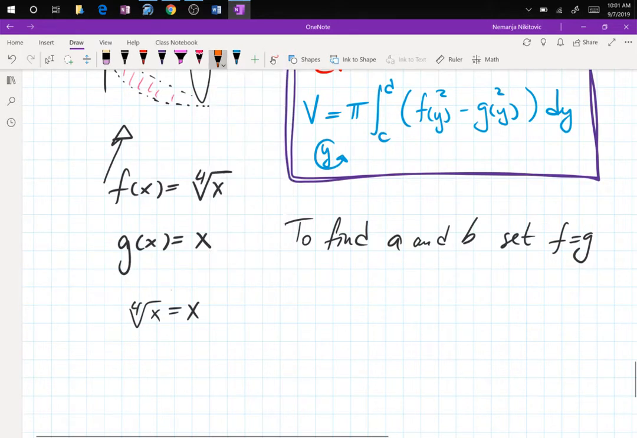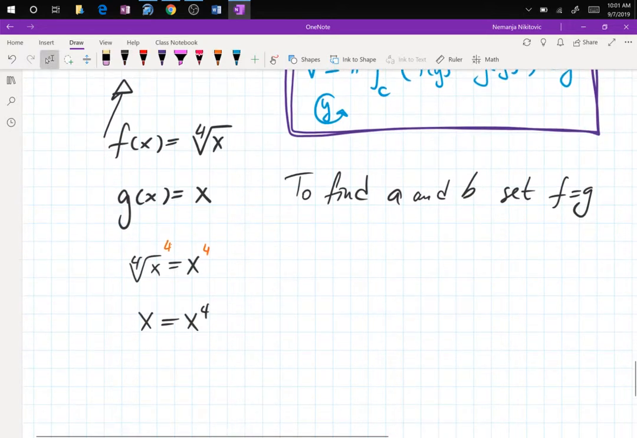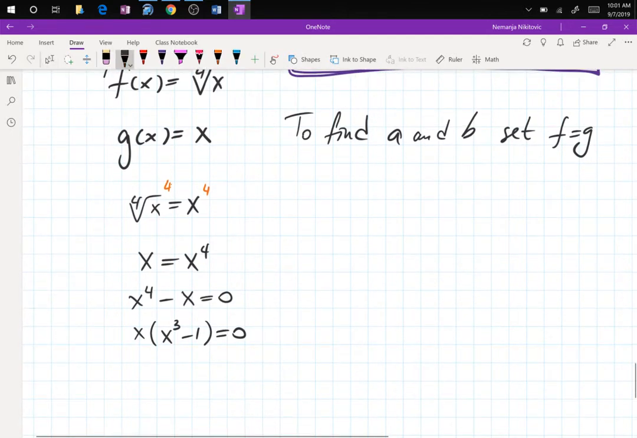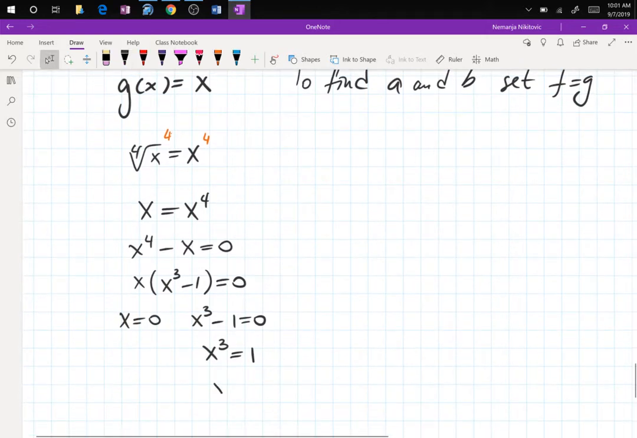Hit each side with the fourth exponent to kill off the root. You get x equals x to the fourth. And now bring everything to the same side. So x to the fourth minus x equal to 0. Factor out x to get x cubed minus 1 equal to 0. Zero product rule sets each one of these to 0. X cubed equal to 1, which gives us that x is 1.